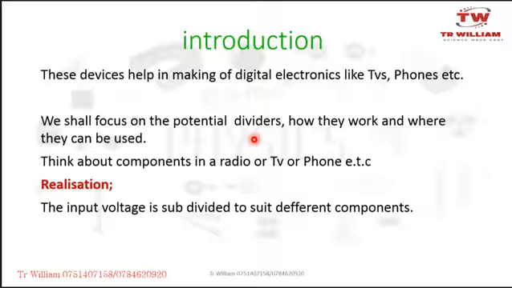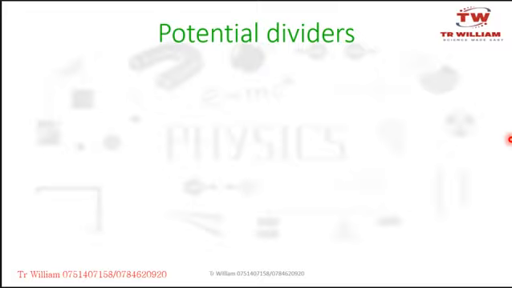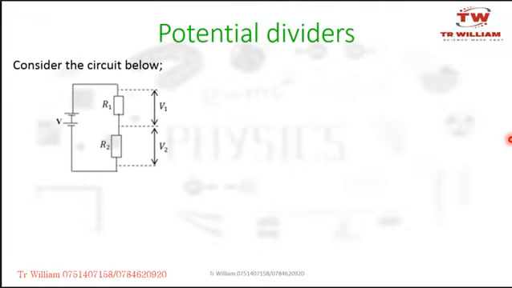So let's dive into what potential dividers are. Potential dividers, let's look at a circuit. Look at this circuit here. I know this is something that is very simple for most of us. If you've looked at the topic of electricity, you have the voltage which is being produced or provided by a battery, which is the input voltage, or this can even be the voltage which is being supplied by the socket. You see that? Now you have here your two resistors.